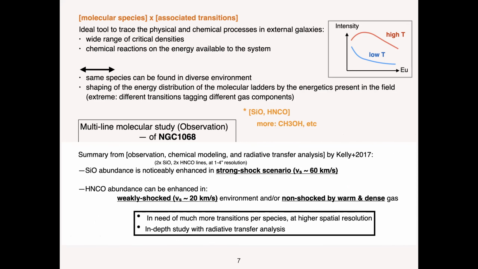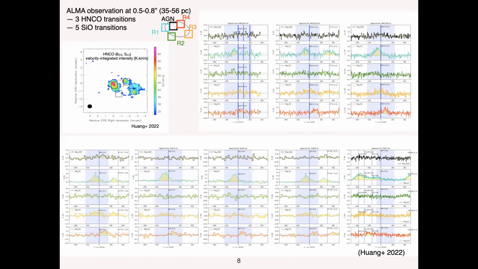So, a summary from the chemical modeling: SiO can be noticeably enhanced in a strong shock scenario, while for HNCO, a strong shock is not very good for this species, but a weakly shocked region or a non-shocked region with dense enough gas would also enhance the abundance of HNCO. So this brings us to our study.